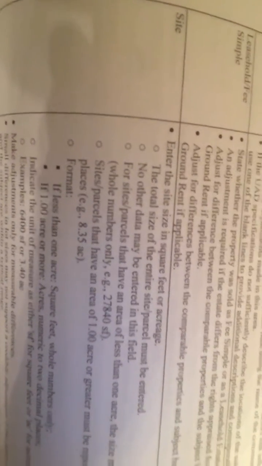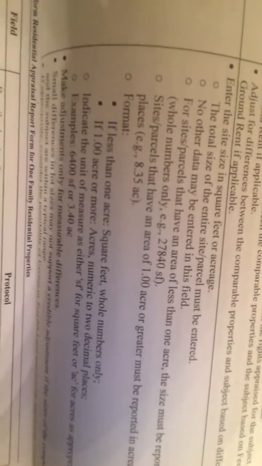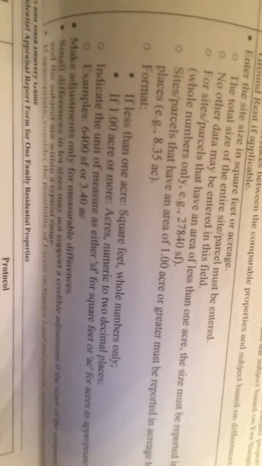Field: Leasehold/fee simple. Protocol: State whether the property was sold as fee simple or as a leasehold estate. An adjustment is required if the estate differs from the rights appraised for the subject property. Adjust for differences between the comparable properties and the subject based on fee simple versus ground rent, if applicable. Adjust for differences between the comparable properties and the subject based on differences in terms of ground rent, if applicable.